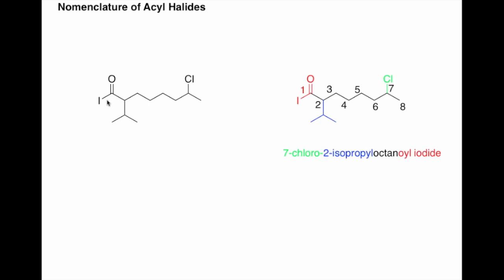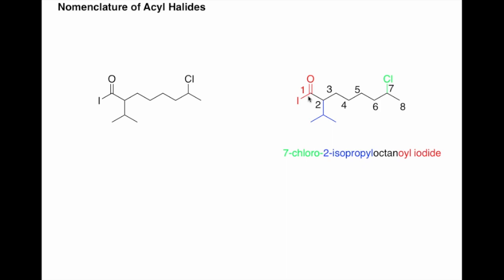This particular acyl halide is on a parent chain that is 8 carbons in length. Although there is a longer chain within the molecule, that chain is not used as the parent because it doesn't include the carbonyl carbon of the acyl halide within that chain. So we choose the longest carbon chain with the acyl halide carbon attached as part of that chain. So this chain is 8 carbons in length.